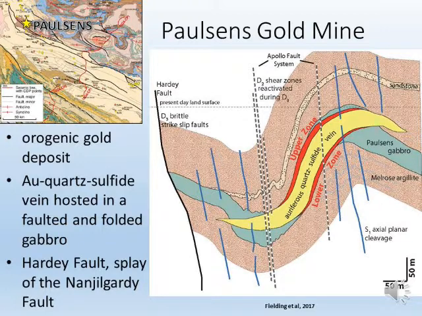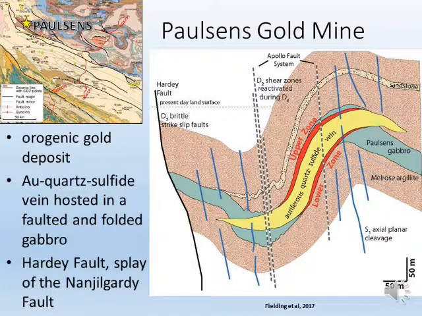So the first prospect we looked at was the Paulsens gold deposit, which is situated in the Wailu inlier on the southern Pilbara margin up here. And it's associated with the Nanjilgardi fault, which is one of these major faults which we can see extending down to the mantle in the seismic transect.